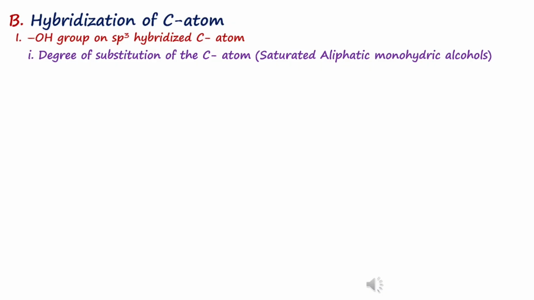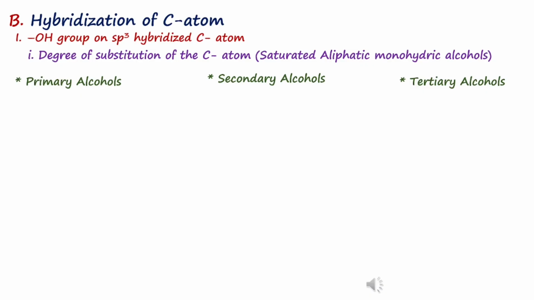In the category hybridization of carbon atom, in which the hydroxyl group is on sp3 hybridized carbon atom, the first subcategory is degree of substitution of the carbon atom. They are also called saturated aliphatic monohydric alcohols. This category is further subdivided into primary, secondary and tertiary alcohols.